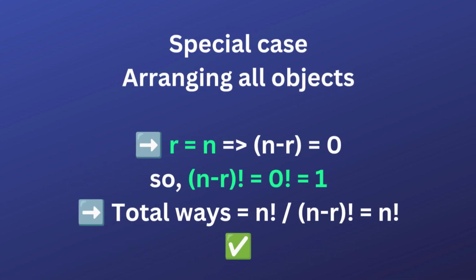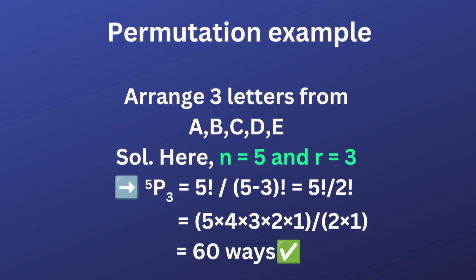Special case. When we arrange all n objects in all n positions, the total number of arrangements is simply factorial n. For example, arranging 5 students in a line gives factorial 5 ways. Permutation example. How many ways to arrange three letters from A, B, C, D and E? This is 5P3, that is factorial 5 divided by factorial 5 minus 3, that is 2, is equal to 60.